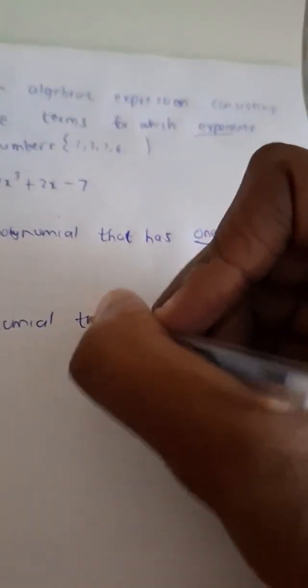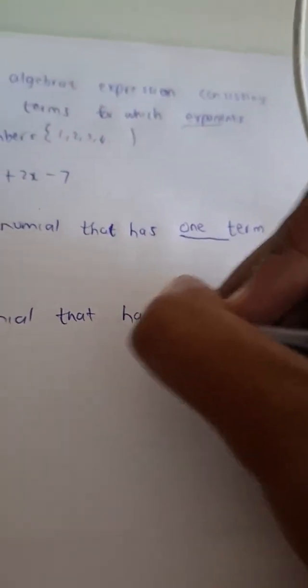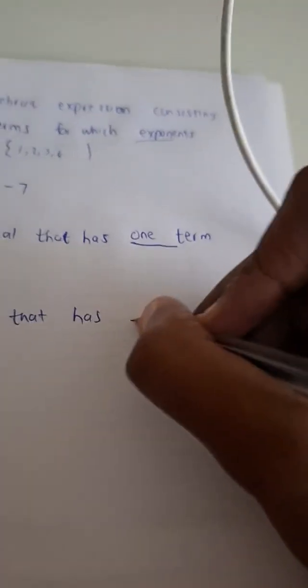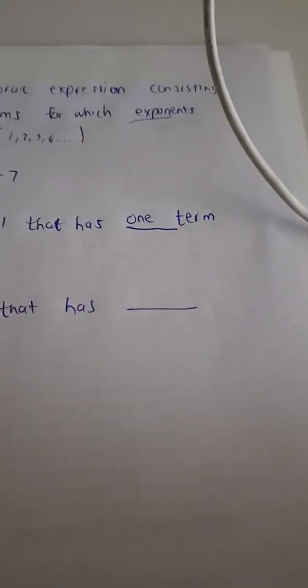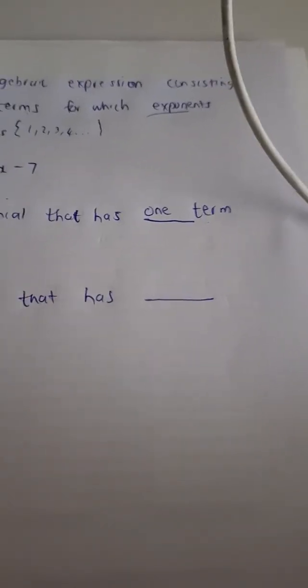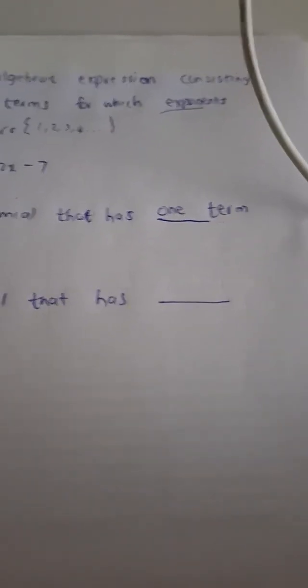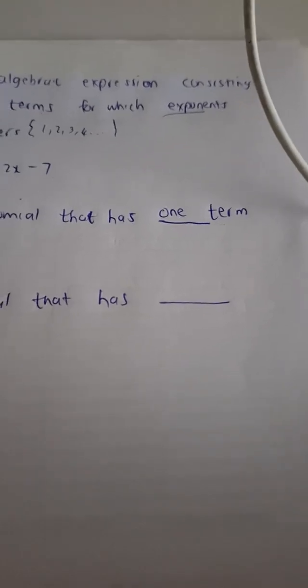A binomial is a polynomial that has, you tell me, that has what? We've got someone answering there. Question is, are they correct? Do people agree? A binomial is a polynomial that has what? Okay, it seems like we agree. That has two terms. Okay, we are going very nicely.